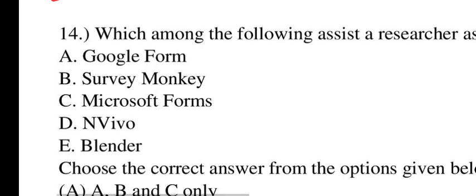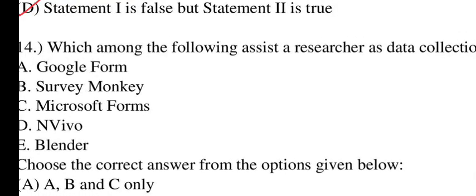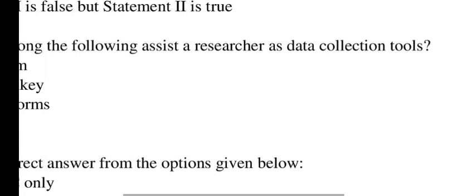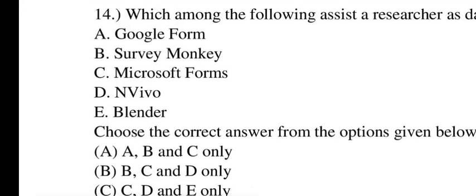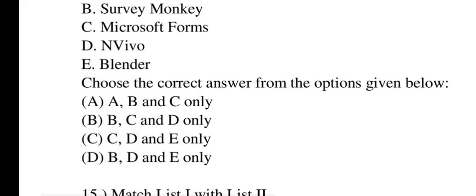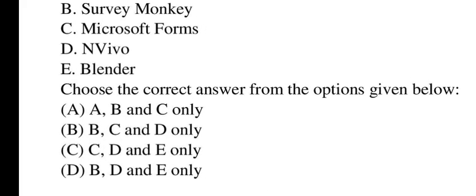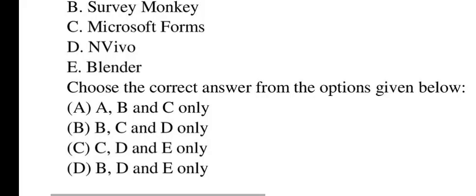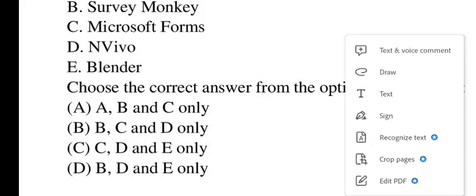Number 14 says, which among the following assist the researcher as data collection tools? A, B, C, D, E: Google Form, SurveyMonkey, Microsoft Forms, NVivo, Blender. Choose the correct answer from the options given below. ABC, BCD, CDE, BDE. Number 14, it will be option A, that is A, B and C are correct.